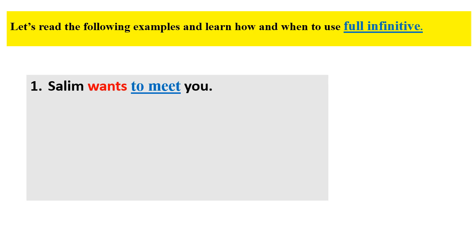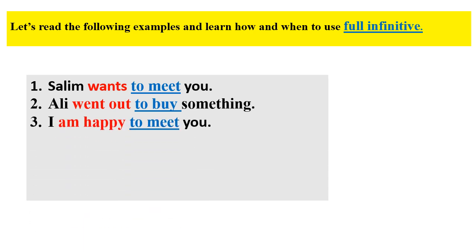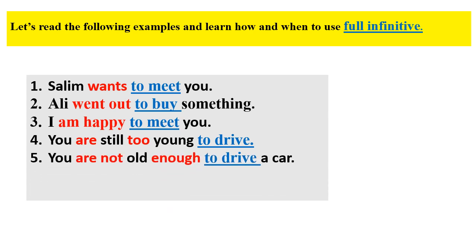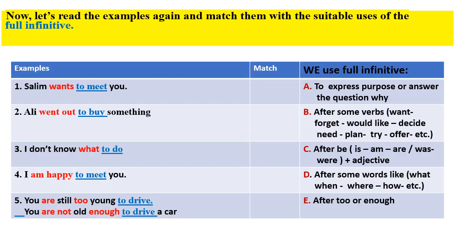1. Salim wants to meet you. Wants to meet you. 2. Ali went out to buy something. Went out, why? To buy something. 3. I am happy to meet you. Happy to meet you. 4. You are still too young to drive. Too young to drive. 5. You are not old enough to drive. Enough to drive. 6. I don't know what to do. What to do. Now, let's read the examples again and match them with the suitable uses of the full infinitive.